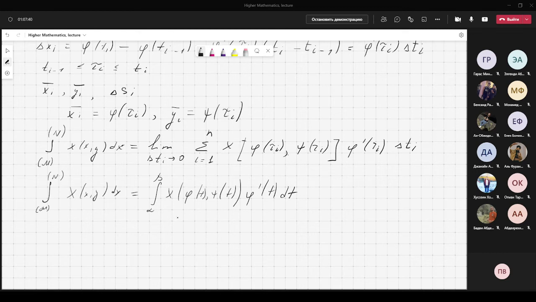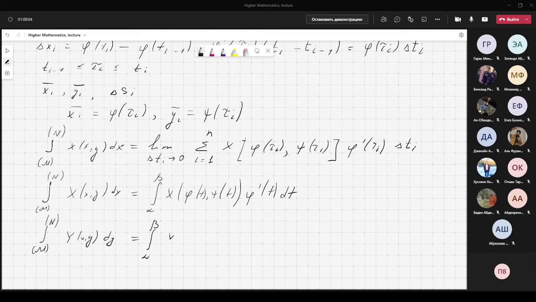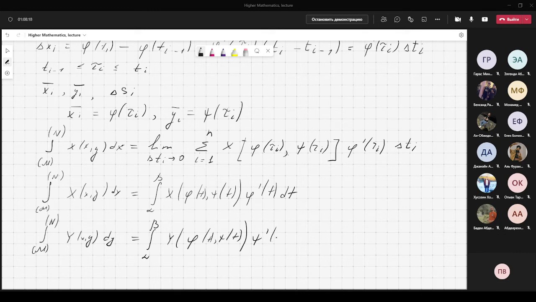In analogous fashion, we get the formula: the integral from M to N of y(x,y) dy equals the integral from alpha to beta of y of phi of t, psi of t times psi prime of t dt.